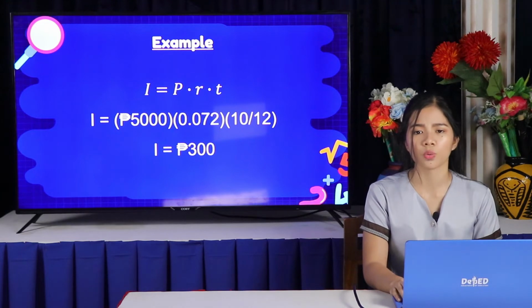On our previous example, we know that the interest when Dominic borrowed 5,000 pesos at 7.2% interest for 10 months is 300 pesos. On maturity date, the date on which the principal amount becomes due and payable, Dominic must pay his sister the principal amount 5,000 pesos and the interest 300 pesos. So, in 10 months, Dominic must pay his sister 5,300 pesos. This amount is called the future value or the maturity value.